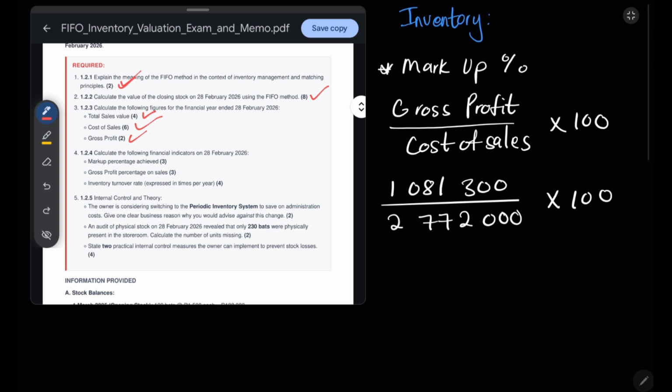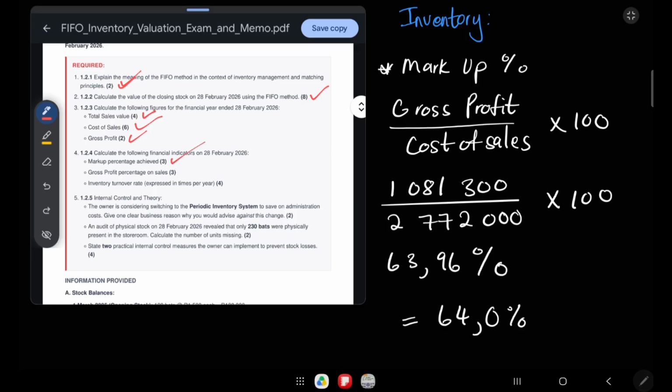You should get an answer of 63.96. So it should be 63.96%. Or you could round it off and get maybe 64.0% as your markup percentage. And you might get 3 marks for this.